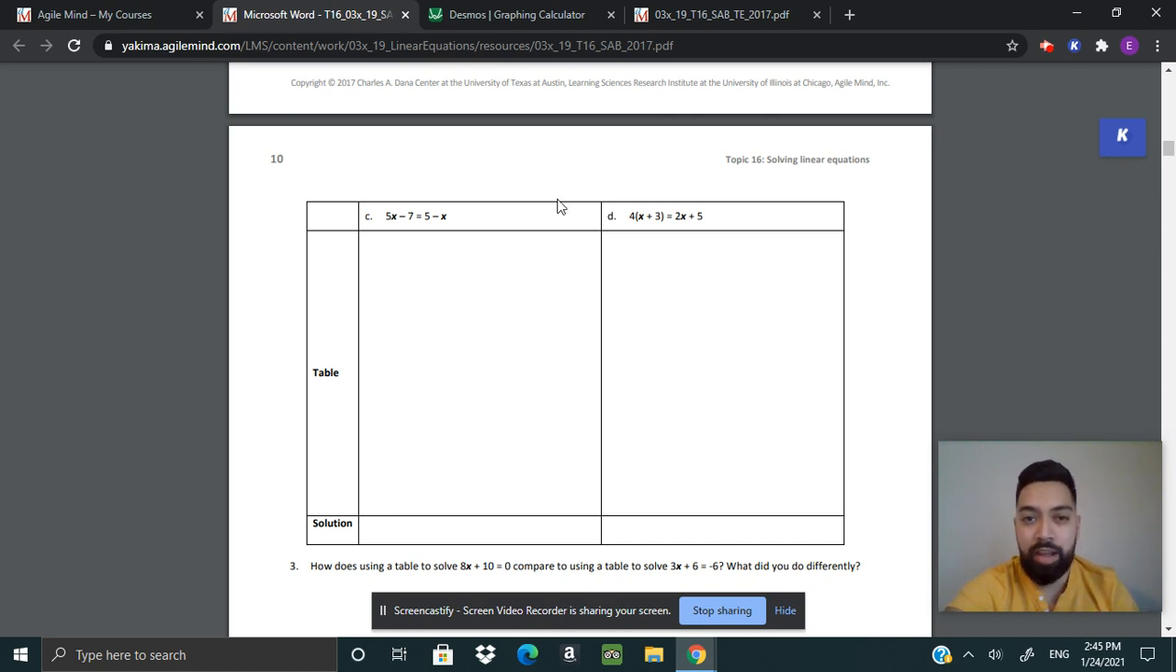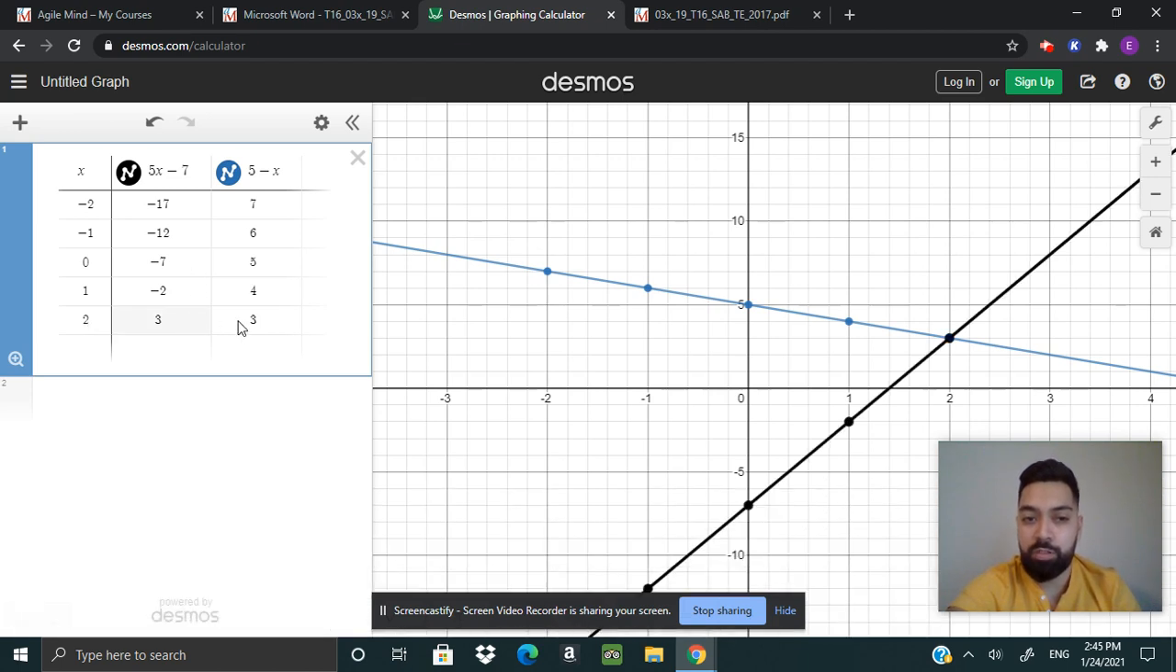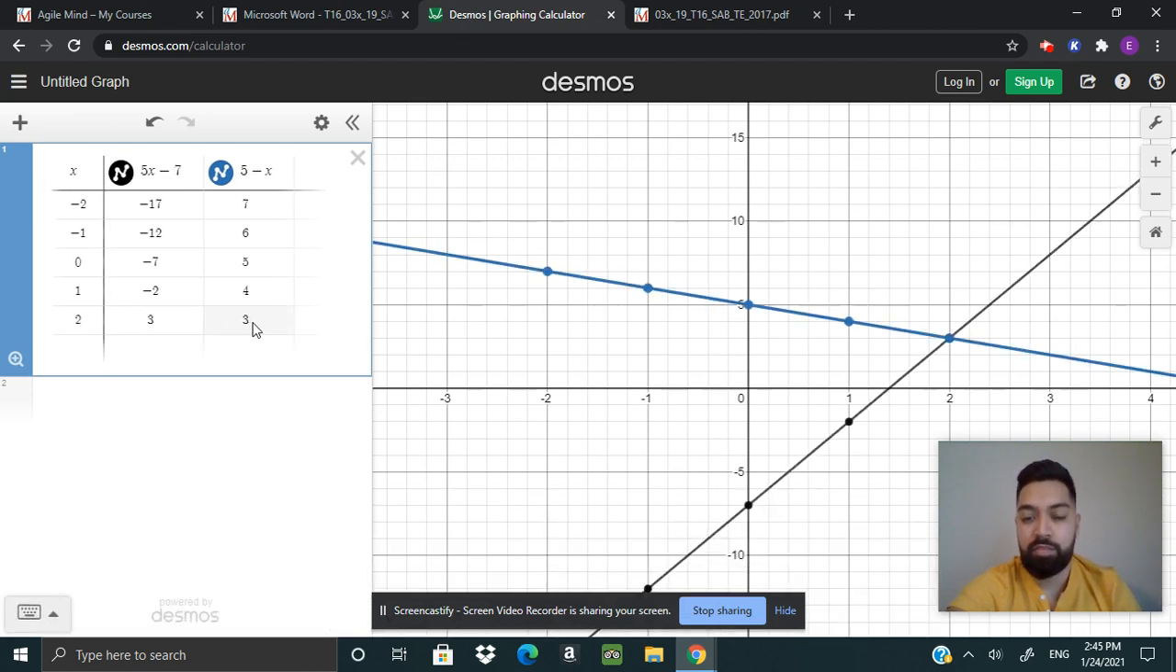Now, think back. This time, the solution was visible right away. I didn't have to change the table this time around. We got lucky. It saved us a few steps, but sometimes, like I said, you're going to have to go back in there and change it. So that's how you do this one.